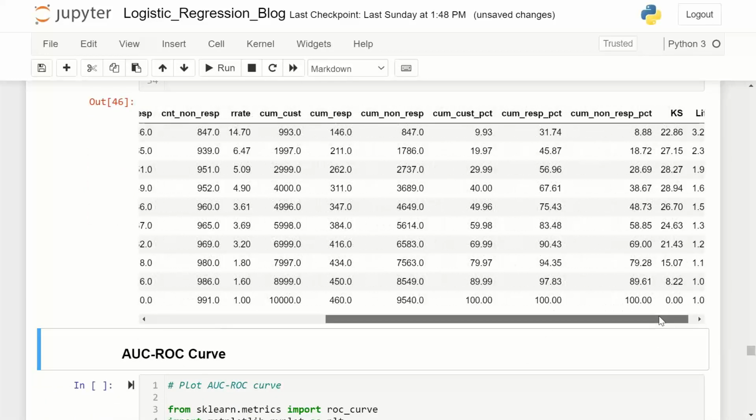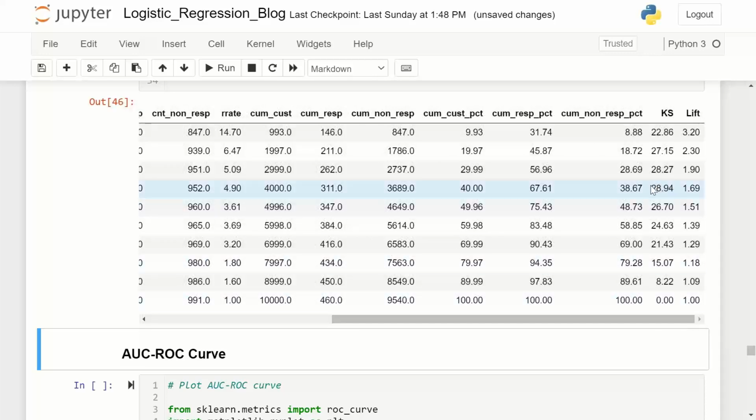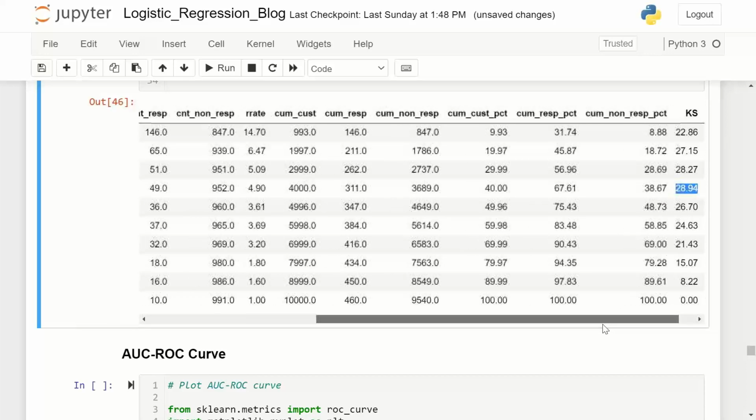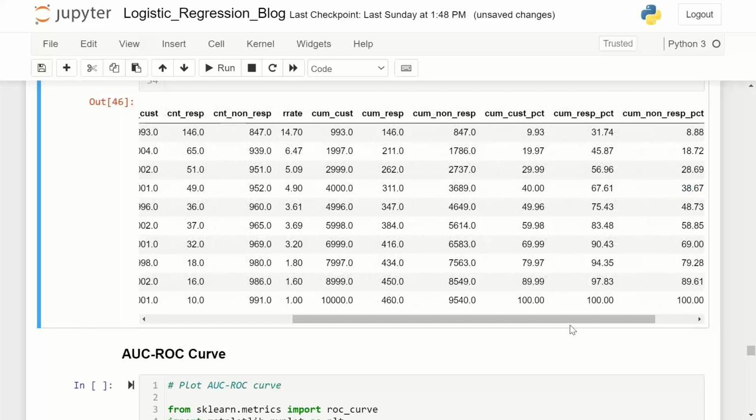And I need to see the KS. KS of my model is only 28.9. Model is not a great model. Why? I had mentioned if the model KS is above 40 and desirable is 45-50, then you have got a fairly good model. Let me see whether my model is rank ordering.